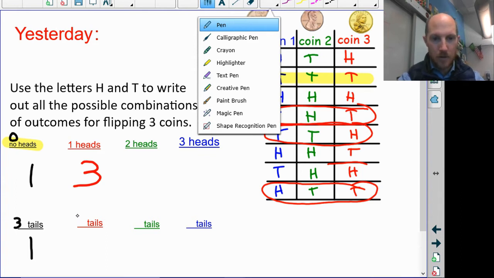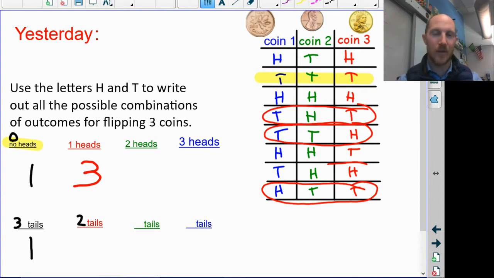And underneath one heads, another way of saying the exact same question is, how many ways could you get two tails? Because there's only three total coins, and if one of those coins is heads, the other two have to be tails. So one heads, there's three outcomes. Two tails, same question. Also, three outcomes.